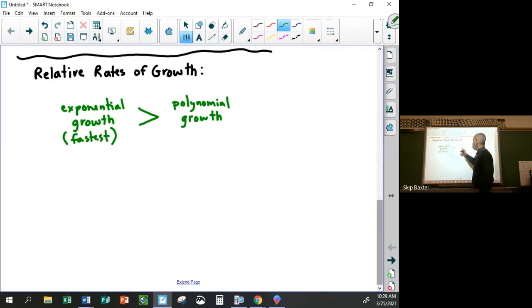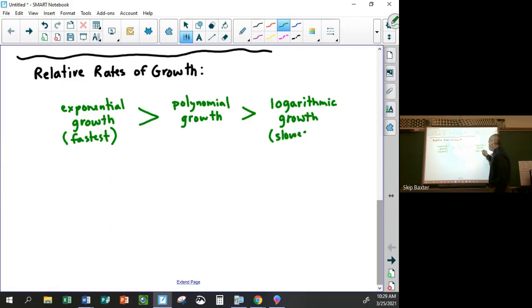Okay? So this is like the middle level of growth. And that's always greater than logarithmic growth. And it doesn't matter what the base of the logarithm is. That's like the slowest level of growth. And it kind of makes sense, like just graphically. If you picture what these graphs look like, exponential functions look like this.